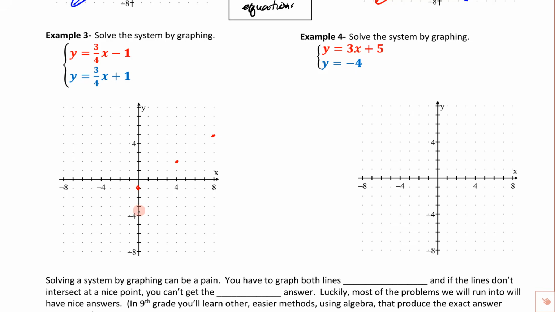So now instead of going up 3, we're going to go down 3 and left 4, down 3 and left 4. So there is the red equation. There's a picture of all the points that work in the red equation. And let's see what we've got on this other one.